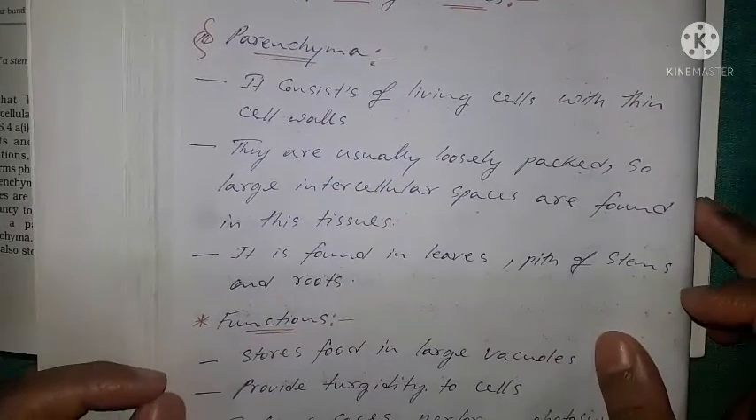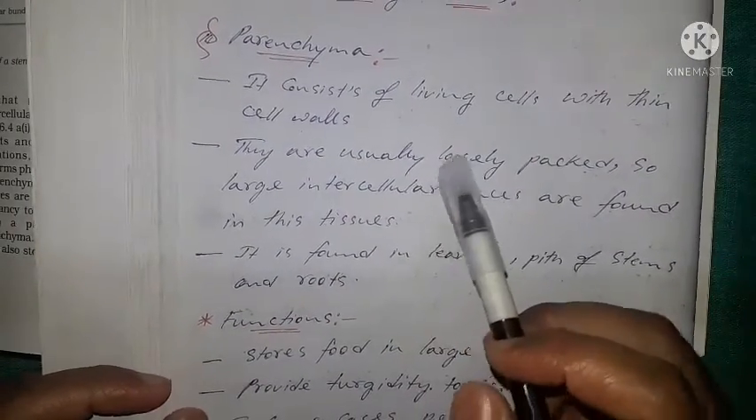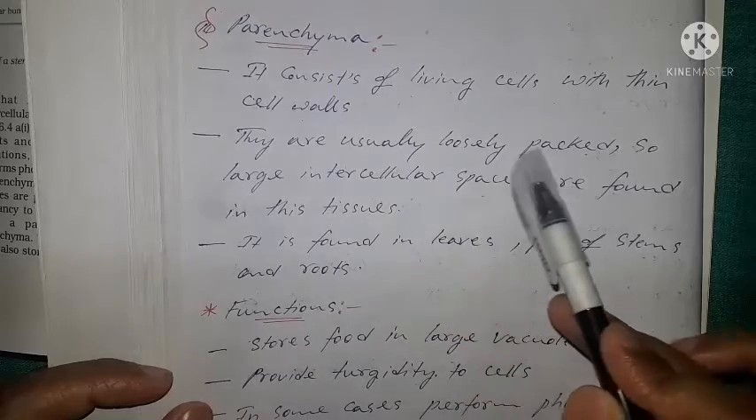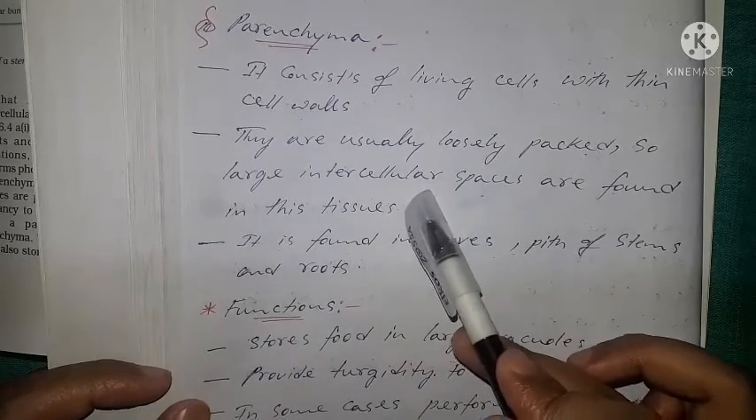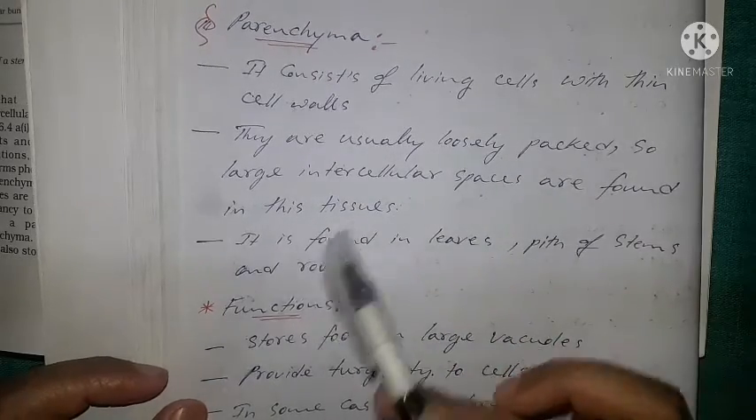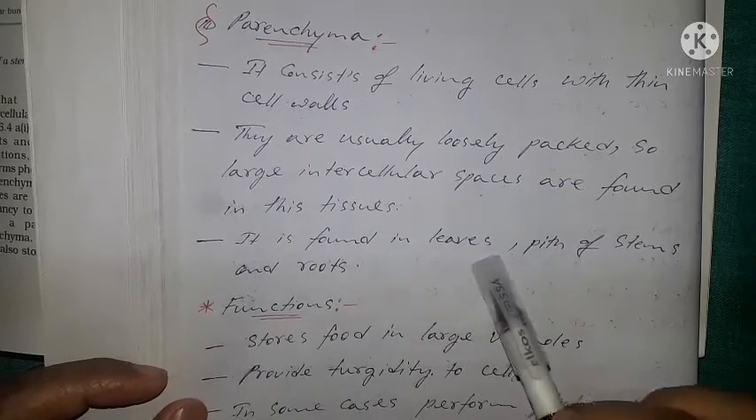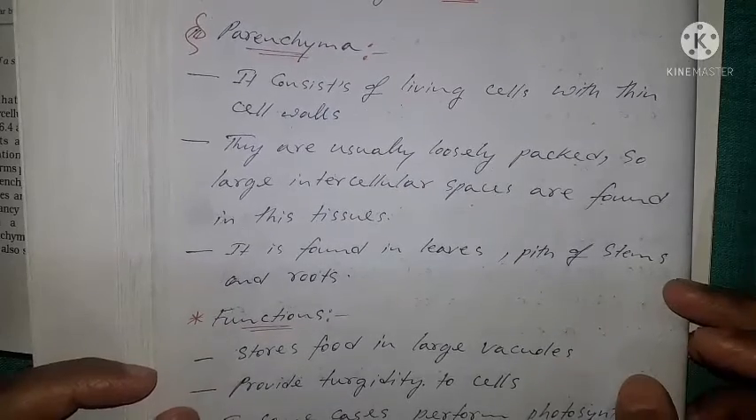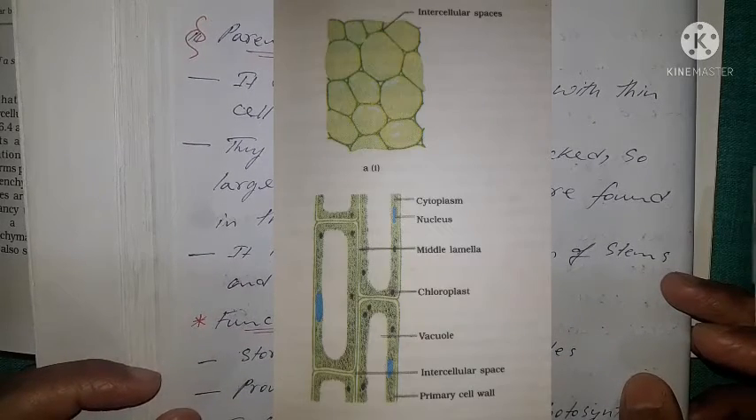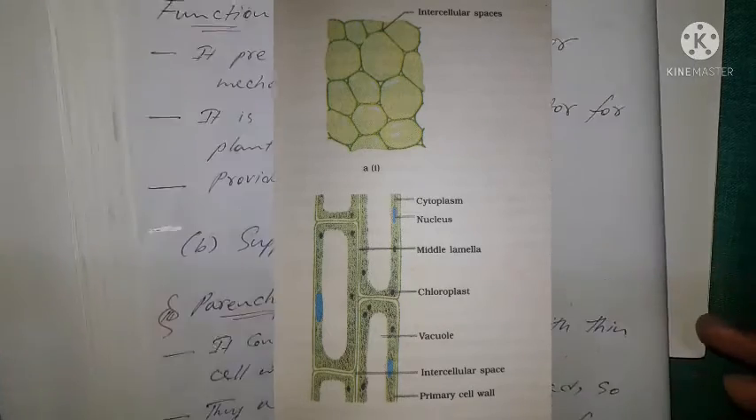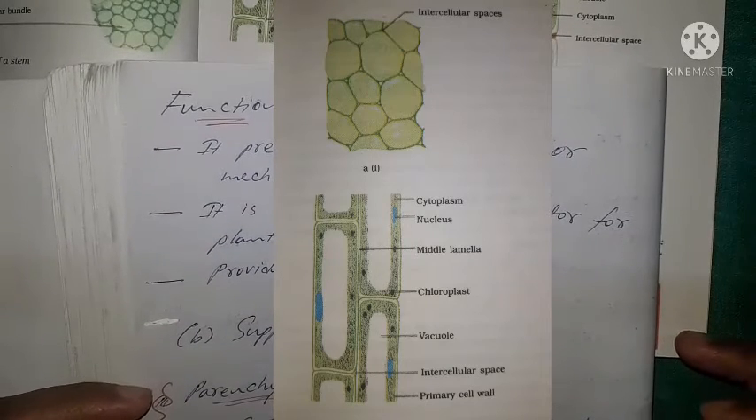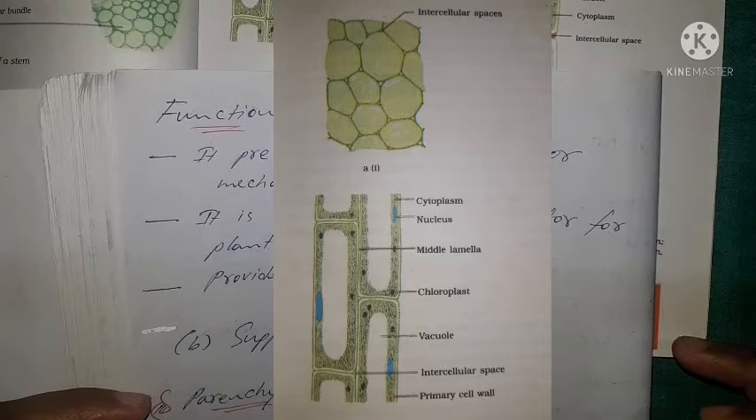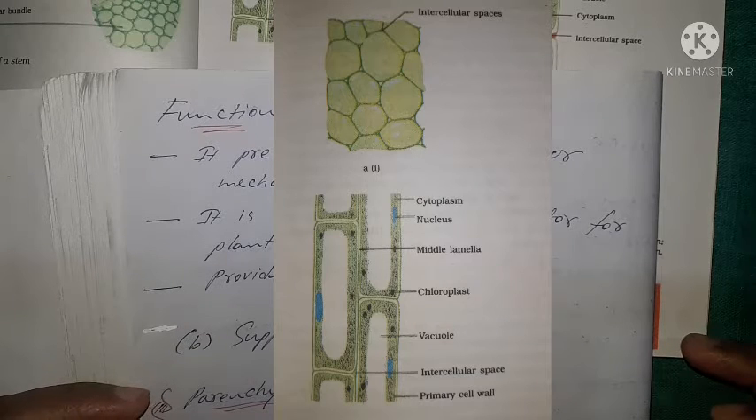So it consists of living cells with thin cell walls. They are usually loosely packed, so large intercellular spaces are found in these tissues. It is found in leaves, pith of stems and roots. As you can see in the picture, this is parenchyma. It consists of living cells with thin cell walls. The cell wall is very thin, and these cells are loosely packed, so they have large intercellular spaces.